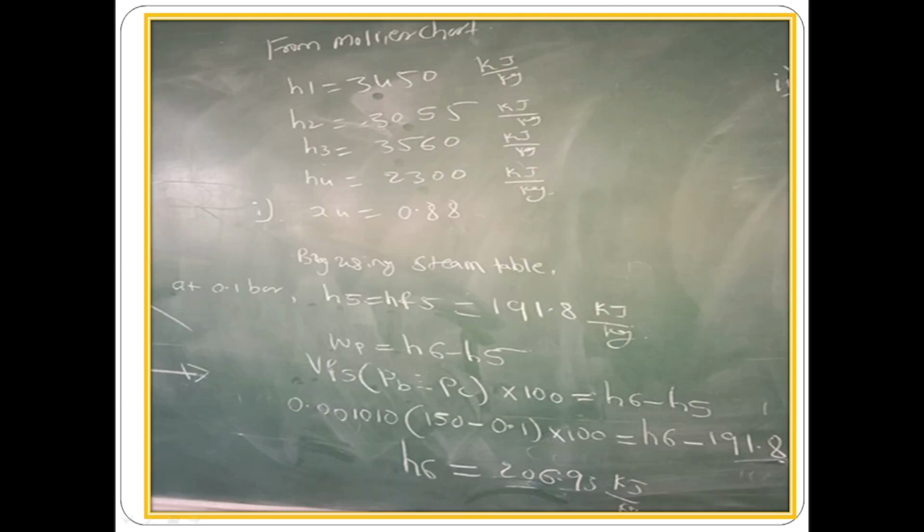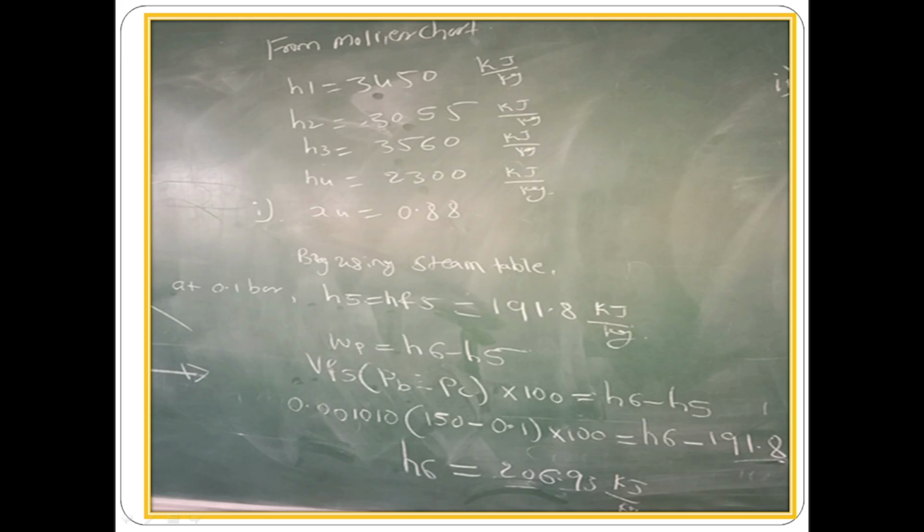H1 is equal to 3450 kilojoule per kg. H2 we got 3055 kilojoule per kg. H3 is equal to 3560 kilojoule per kg. H4 is equal to 2300 kilojoule per kg. And along with this, the dryness fraction at the turbine exhaust, X4, is equal to 0.8. All these values we are getting from the Mollier chart.